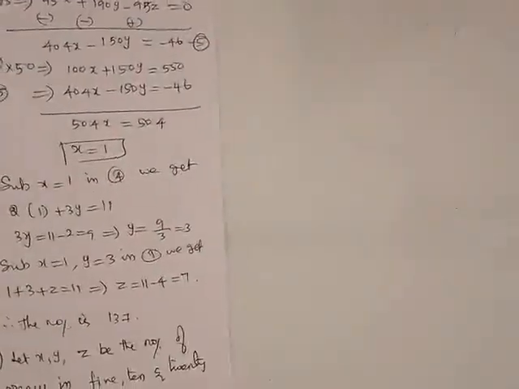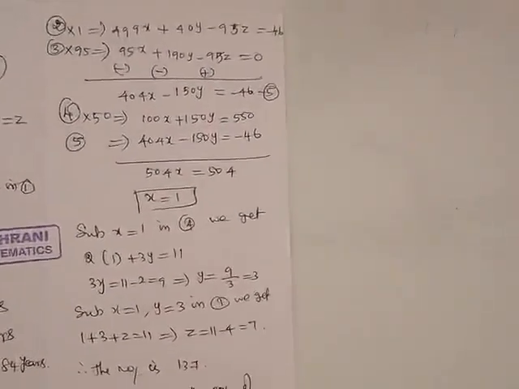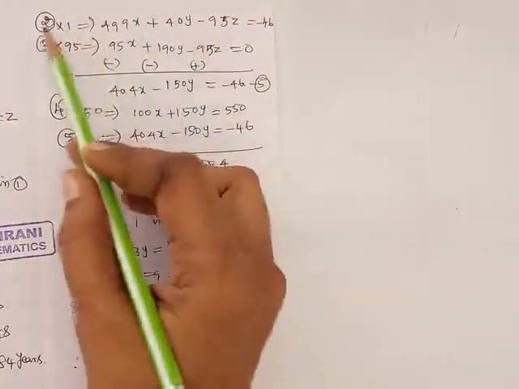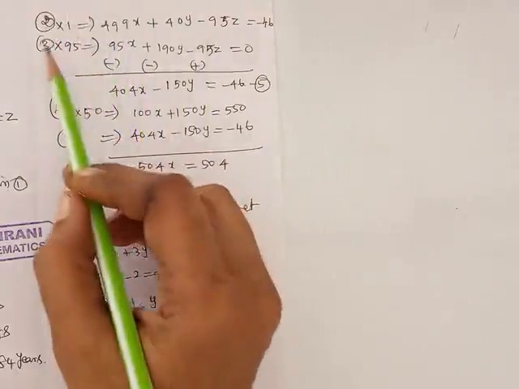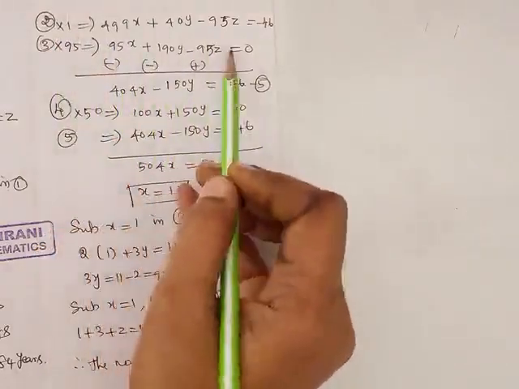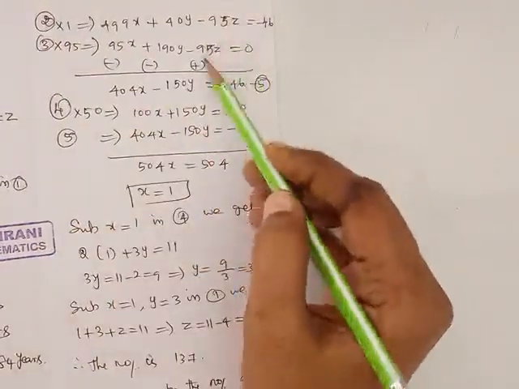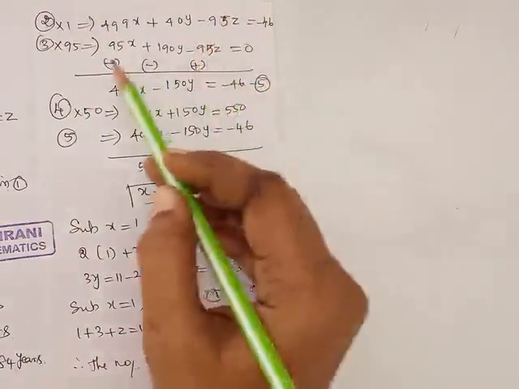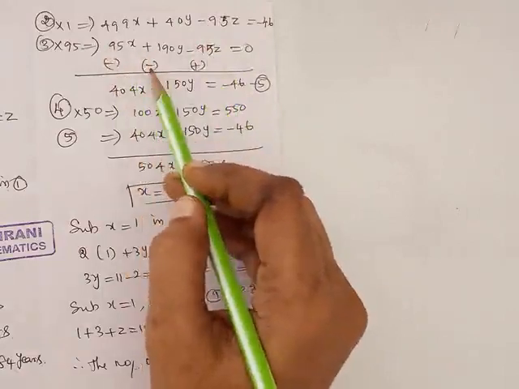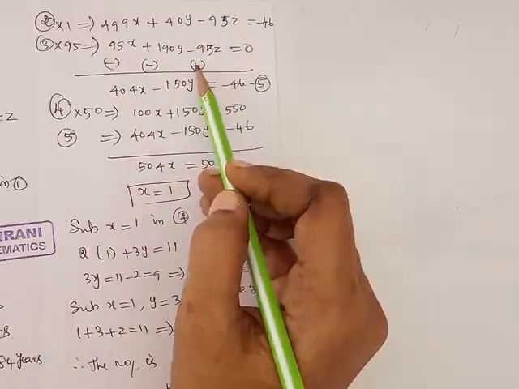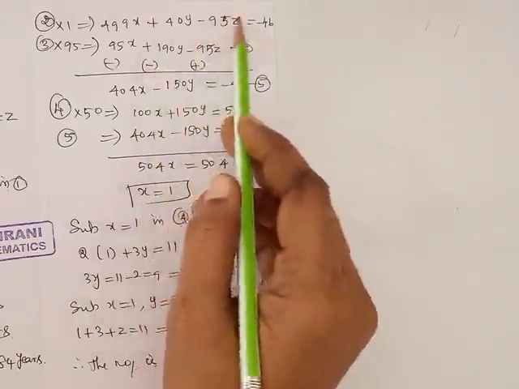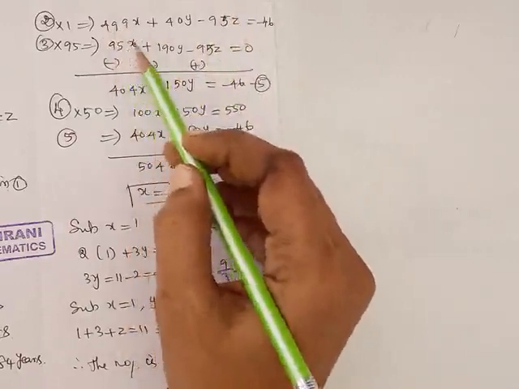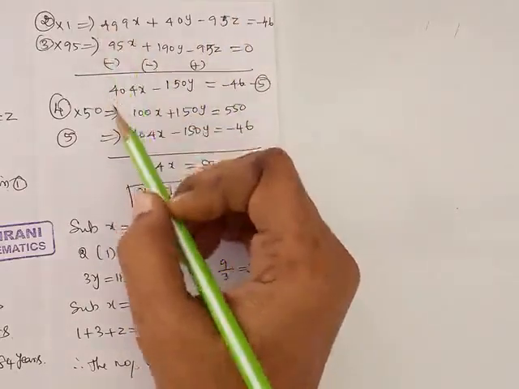Now look at this. Equation number 2 stays as it is, and equation number 3 is multiplied by 95. Now I want to eliminate z. Here both coefficients are equal with the same sign, so we want to subtract. Here is a minus sign, here is a minus sign, so the minus becomes plus. So minus 95z plus 95z get cancelled. So 499x minus 95x, the greater number's sign is plus.